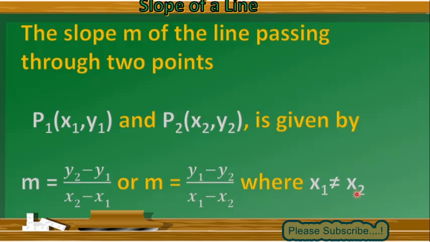Why should x sub 1 not equal x sub 2? Because when you subtract y sub 1 with y sub 2, when they have equal value, the answer is 0. When the denominator is 0, from this formula, the slope becomes undefined. So in this case, we have two formulas here. Either of these two can be used to determine the slope.